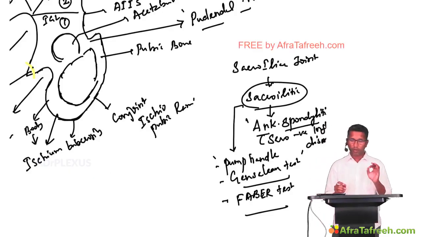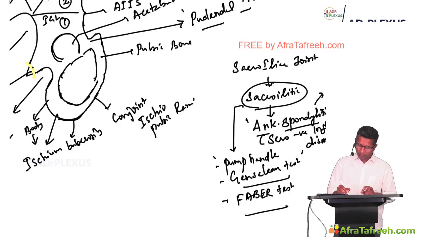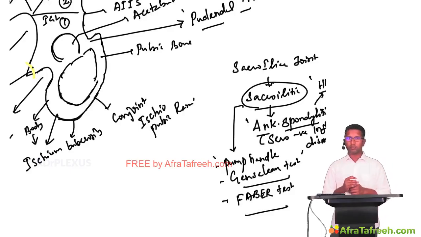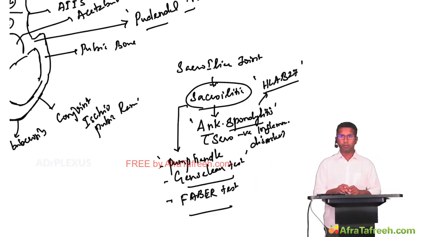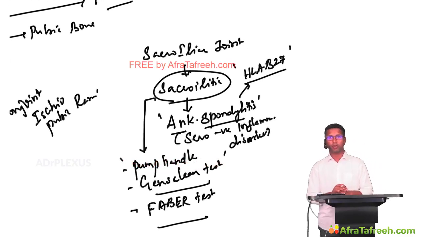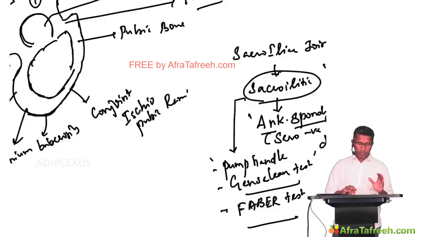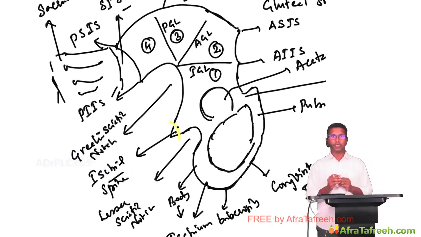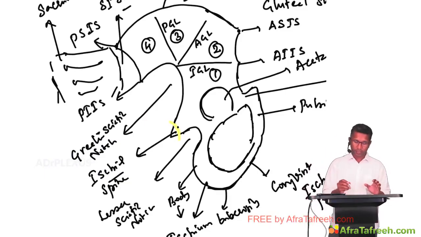To add one more point here, ankylosing spondylitis will have a positive test, that is HLA-B27 will be positive in the case of ankylosing spondylitis. I am just giving certain inputs related to orthopedics, so I am not going into the details of ankylosing spondylitis.